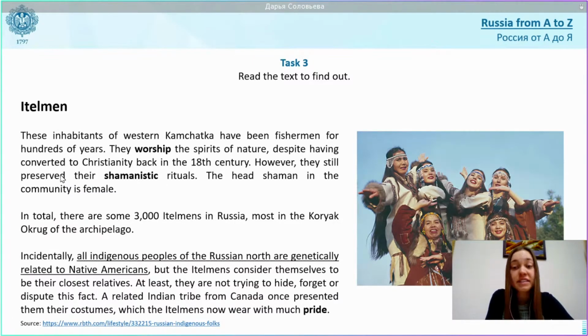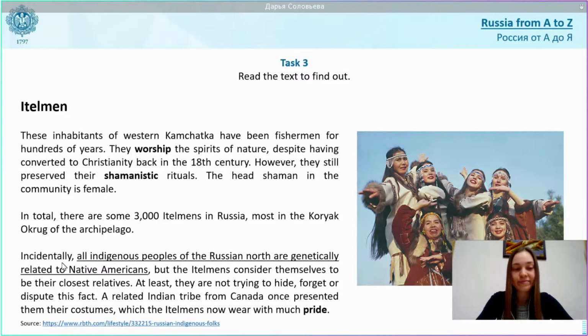And it's a very interesting fact that all indigenous peoples of the Russian North are genetically related to Native Americans. Did you know it? If yes, please press plus in the chat. Write number one if it is new information for you. A new piece of information for you.